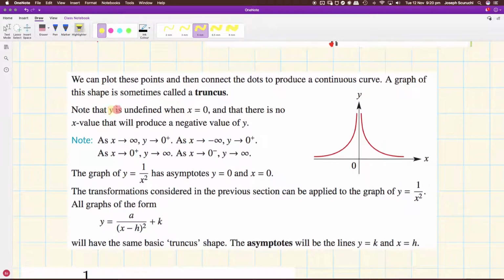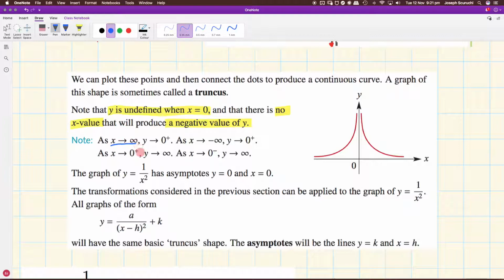And as we noted before, y is undefined when x equals 0. That's our x equals 0 asymptote. No problems there. There is no x value that will produce a negative y value. We talked about that as well. And that's because we're squaring.